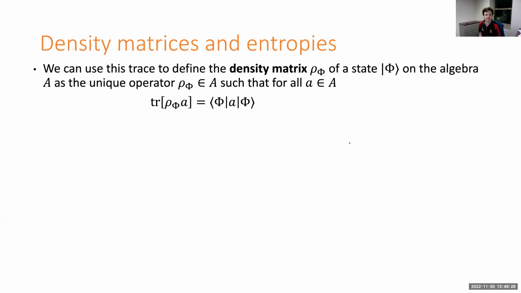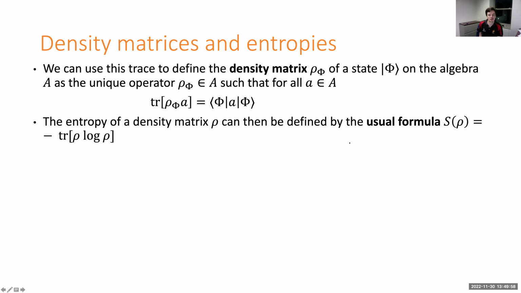Because we can define a trace for this algebra, we can also define density matrices on the algebra for any state phi. Okay, so this is just defined in exactly the usual way as the unique operator rho phi that is contained in the algebra, such that for all operators A in the algebra, the trace of rho times A is equal to the expectation value of A in the state phi. Okay, this is just completely the usual definition. It's just that the meaning of trace has changed somewhat. And then, of course, if we can define a density matrix, we can define an entropy by the usual formula that the entropy is just trace of rho log rho.